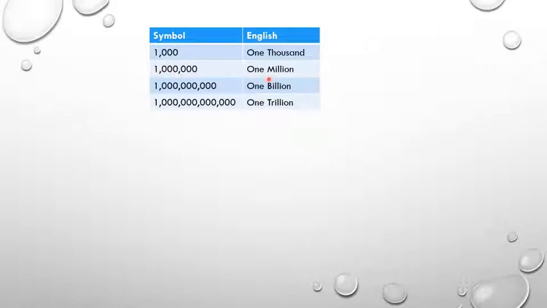After 1 million, you move forward again, up to 999,999,999. We'll move to 1 billion. So basically, it follows this method.